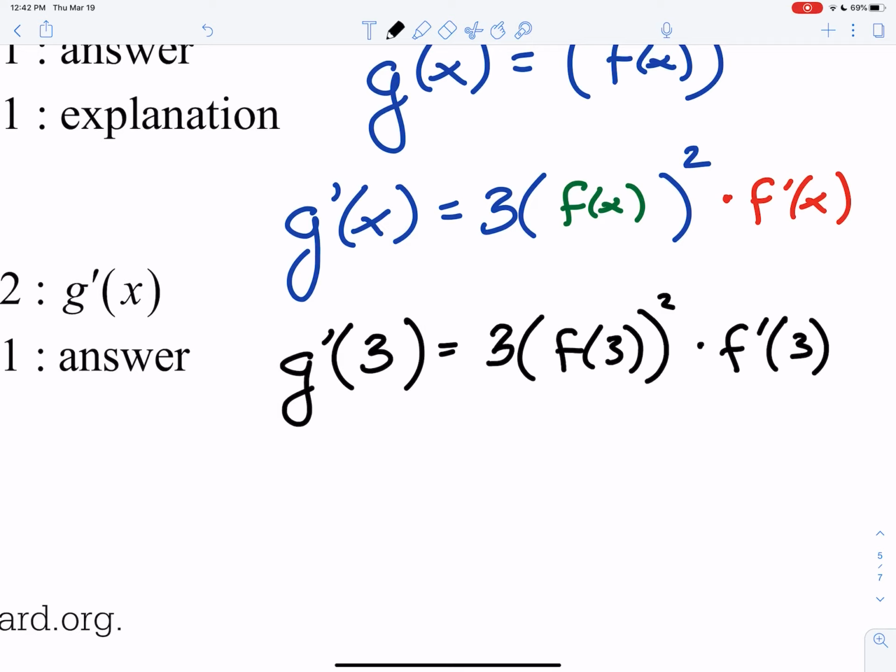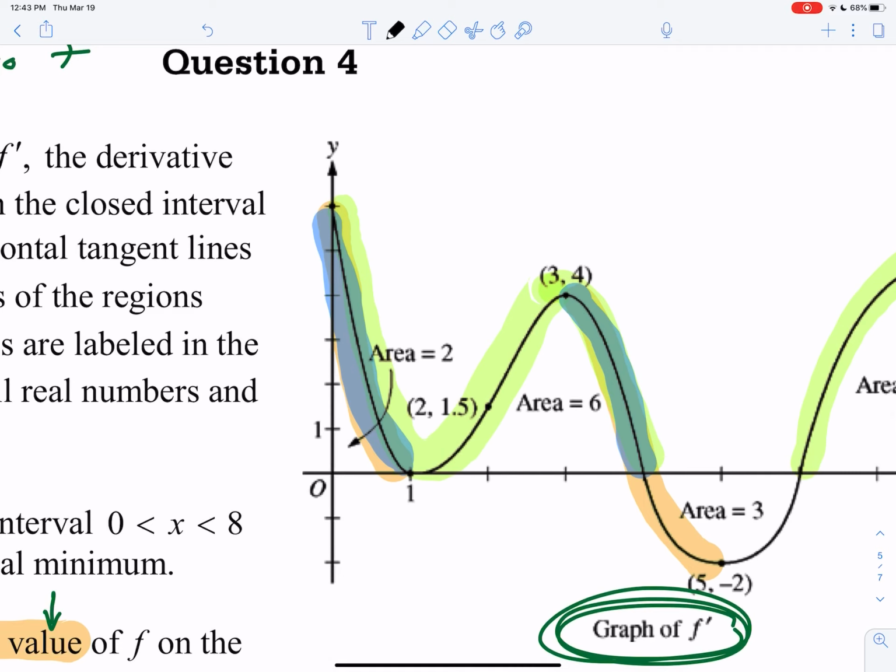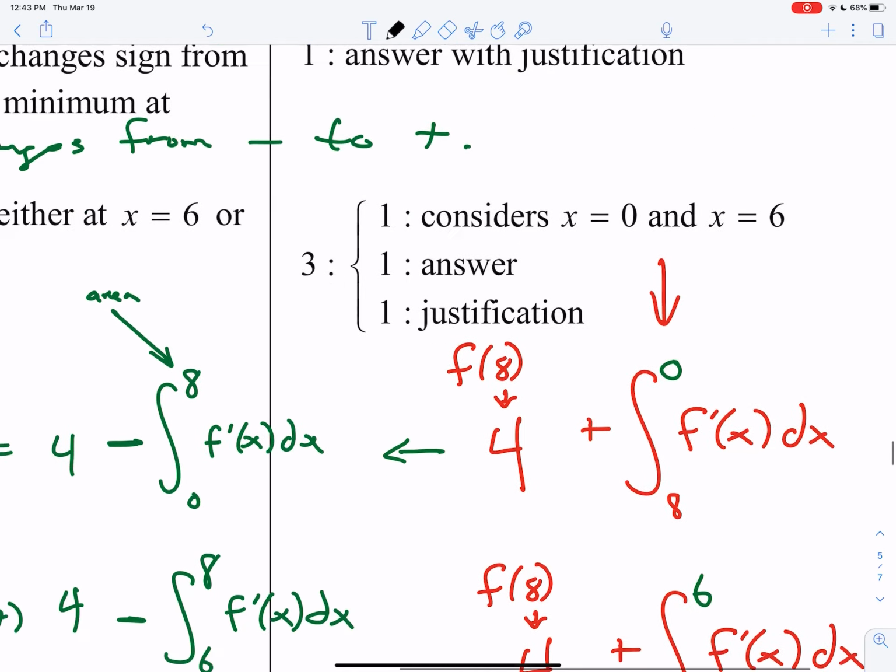How do we find that, right? So remember that they actually gave you a graph, and what did that graph represent, right? It represented f prime. So all you guys have to do is find out what f prime of 3 is. What is the value of f prime when x is 3? So right here, f prime of 3 is really just 4. Okay, again, it's not explicitly given, but they want you to know how to use it.